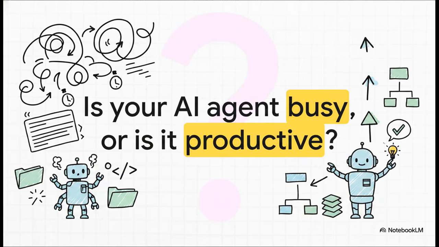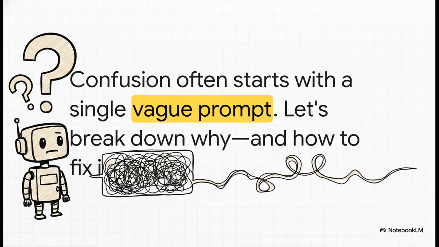So let me ask you this. If you've ever worked with an AI coding agent, you've probably wondered, is it just busy or is it actually being productive? You see all this activity, right? Files are being read, the repository is getting scanned, but you're left there thinking, is this just noise or are we actually making progress?